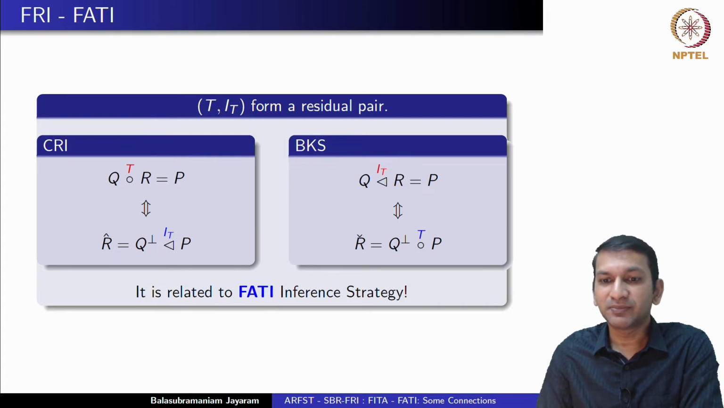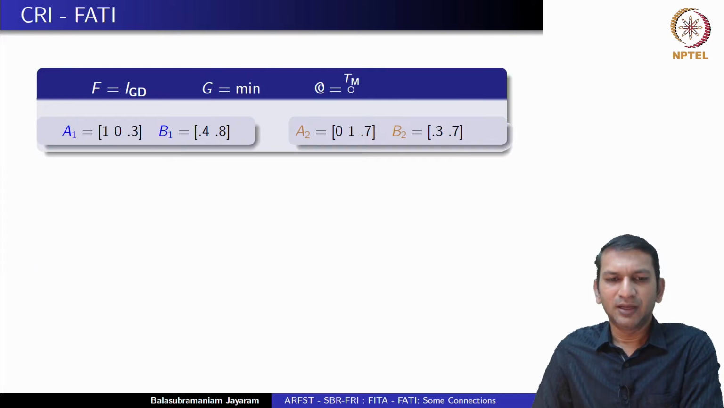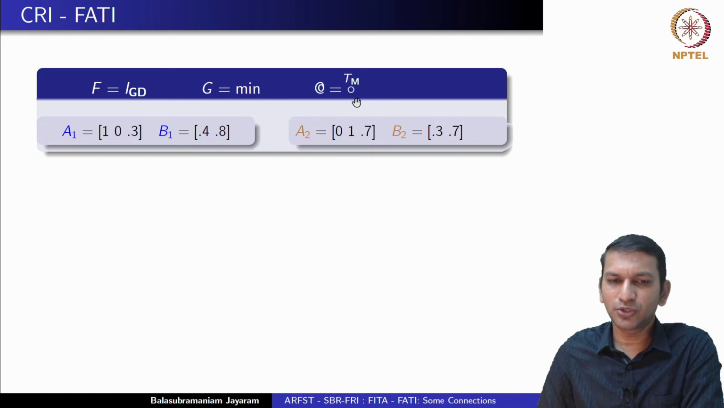Are these two the same? Let's take a couple of examples and check it. This was the first example that we have seen. Note that here the composition is sub T, so we are looking at CRI, and we are using the Gödel implication, which is the residual of the minimum T-norm.